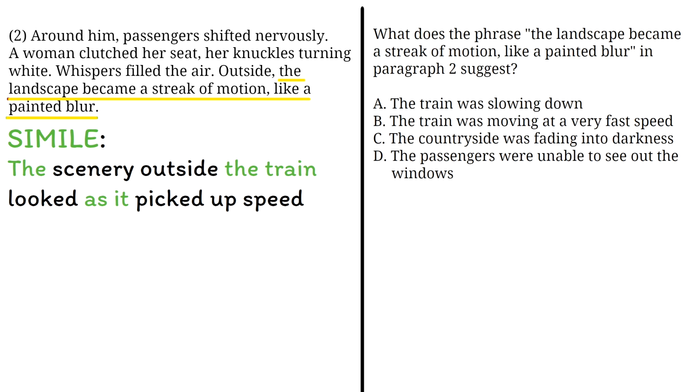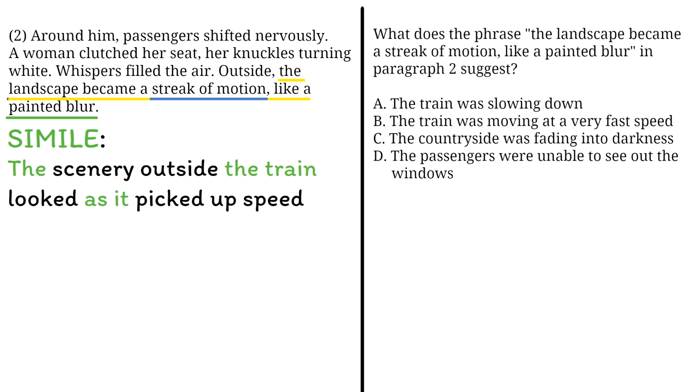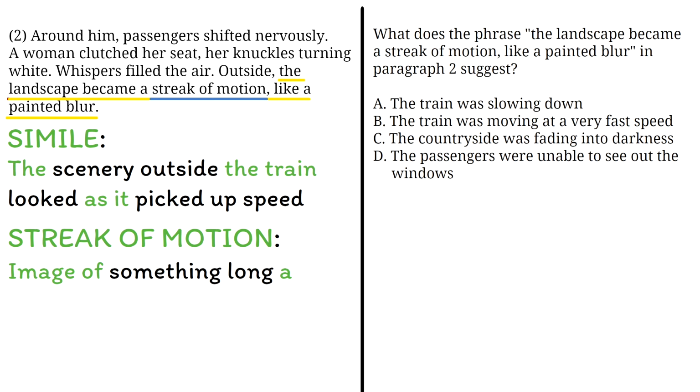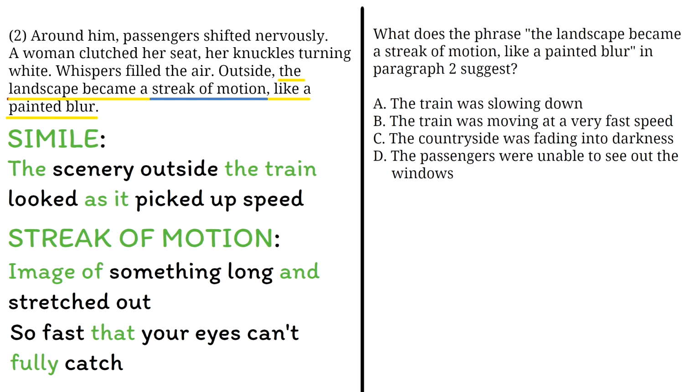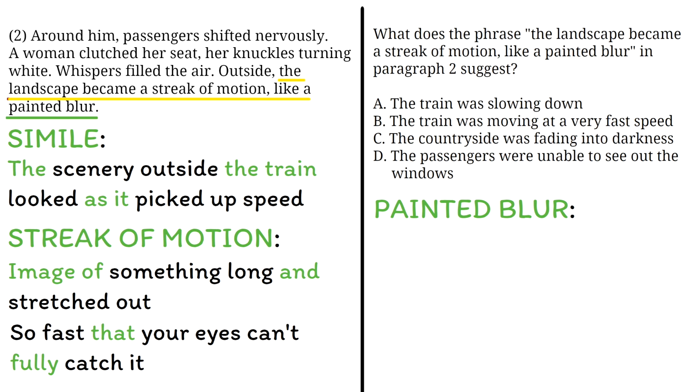Now let's interpret the simile to better understand the meaning the author is trying to create. Let's take the two comparisons in the phrase, streak of motion and painted blur, and analyze them to understand what they mean in real life. Let's start with the first part, streak of motion. This creates an image of something long and stretched out, like when something moves so quickly that your eyes can't fully catch it. Now let's look at the second part of the phrase, painted blur.